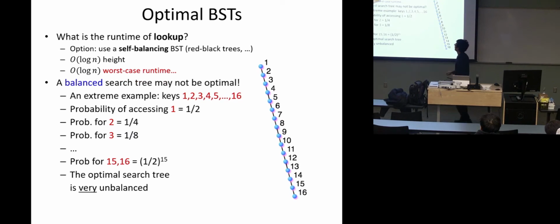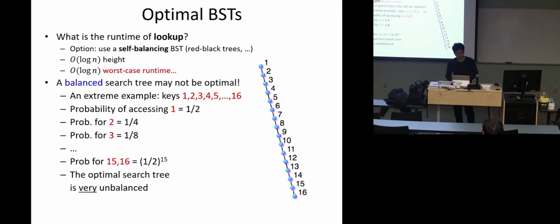For example, if you want to access 1 half of the time, access 2 1/4 of the time, and so on, right? Then you can actually use dynamic programming to compute the best tree using this. And in this case, the best tree is like this. So the optimal tree can be very unbalanced. Okay, but it's solved, right? If you know the distribution, then you can come up with the best tree.